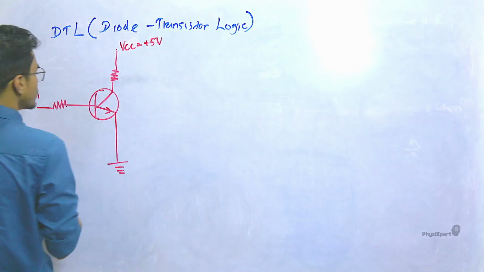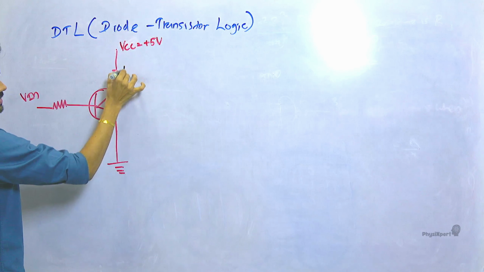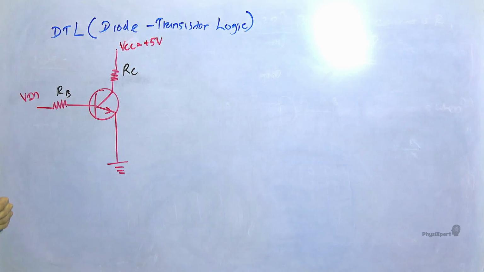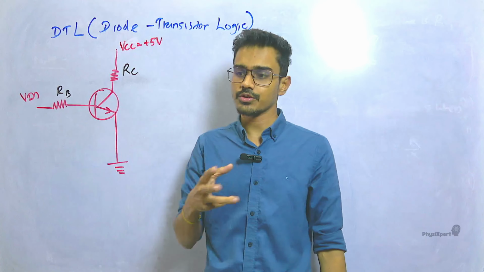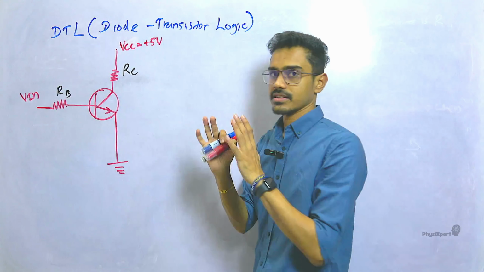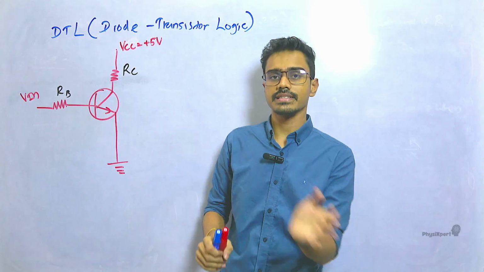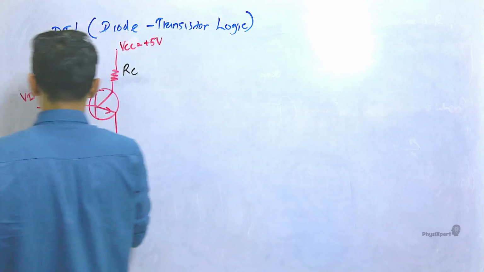Otherwise, for any value of resistor, this is not going to function. So this is RC and RB, and that we have to choose. Then, in this case, the transistor only functions either in the cutoff region, or if current flows, in the saturated region. Then, see what happens.